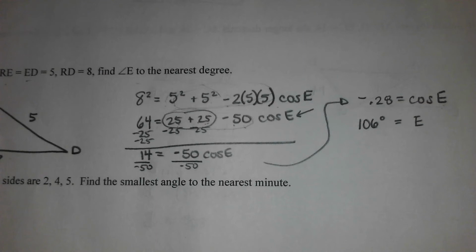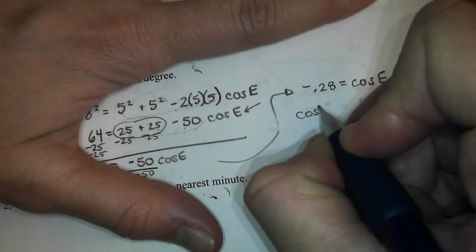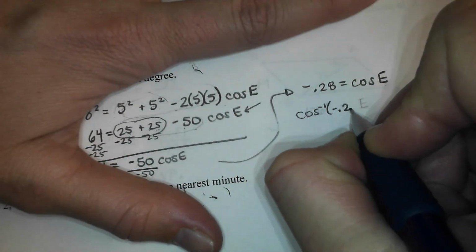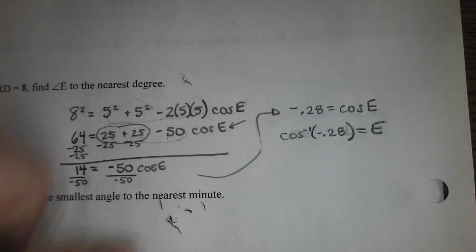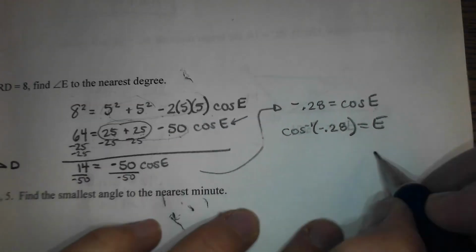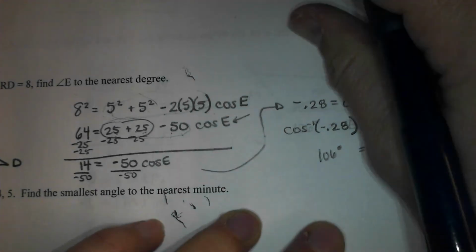Carolina? To get from here to here, I used inverse cosine. So I'll show that. So you have to do inverse cosine of that negative 0.28, and that'll get E all by itself. So to get rid of cosine, you inverse cosine. So E equals 106 degrees.